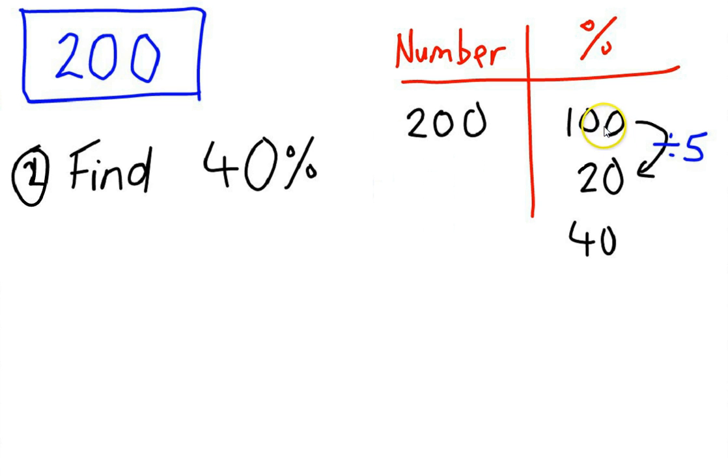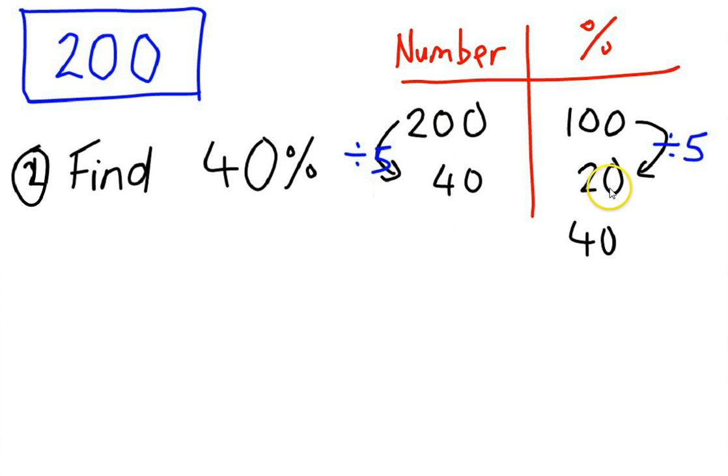To start with, I've got 100 divided by 5 gives me 20. Now remember, whatever I do to this side, I also have to do to the other side. So I'm going to divide this side by 5 as well. If we divide 200 by 5, the answer is going to be 40. So we can already see that 40 is 20% of 200.